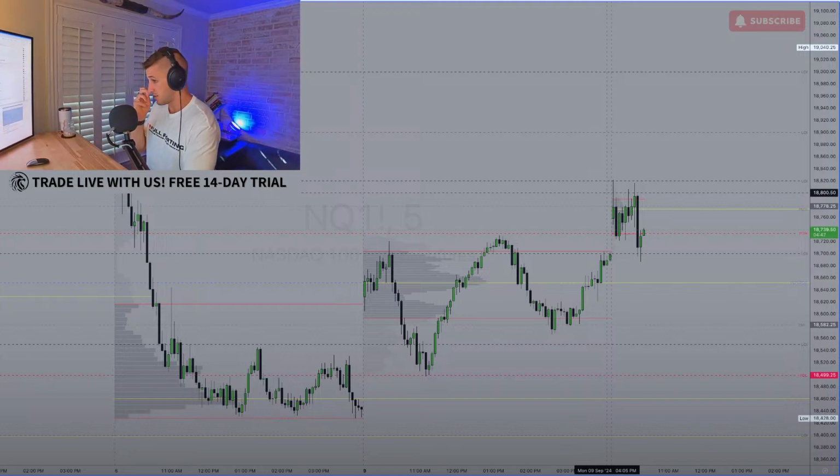So NQ right now, we want to see 700 buyers showed up, right? So we want to see is price going to push back into that intraday structure up above the prior day high.